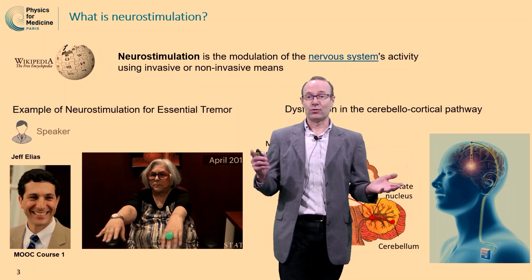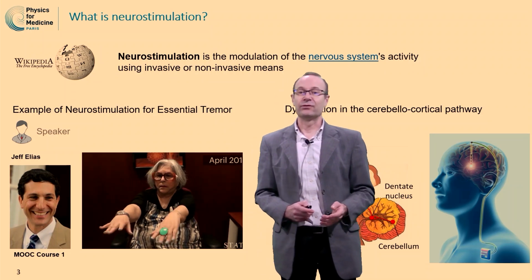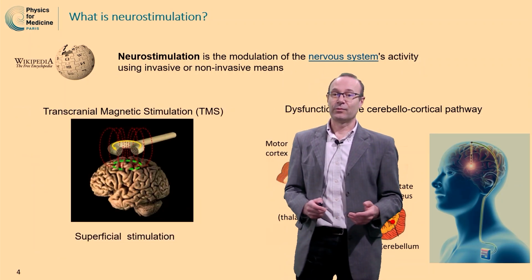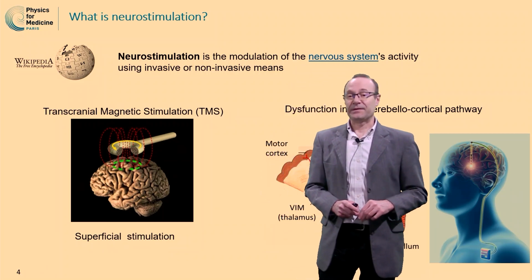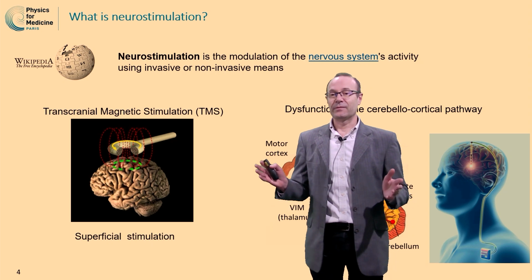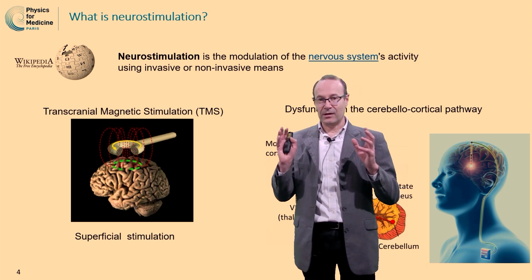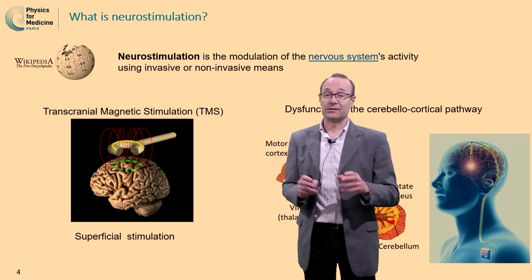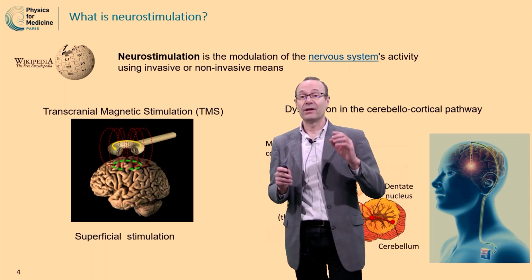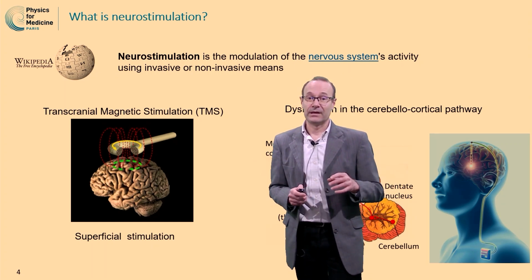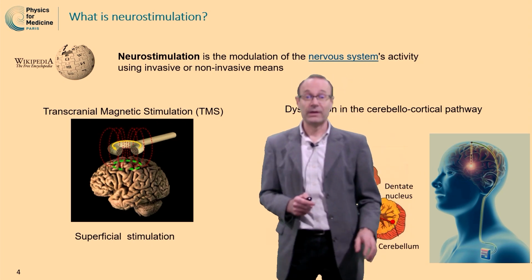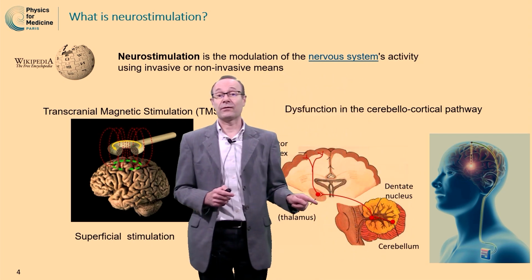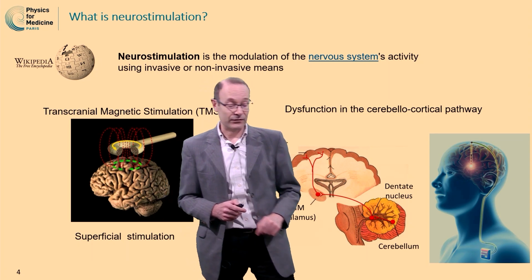There are other ways to achieve neurostimulation that are non-invasive, for example, magnetic transcranial stimulation, TMS. And TMS is using magnetic waves, so they are able to modulate brain activity. The problem is that they can only modulate cortical areas of the brain, which means only a superficial area of the brain. So in that case, it's not possible to directly modulate the activity of the VIM.